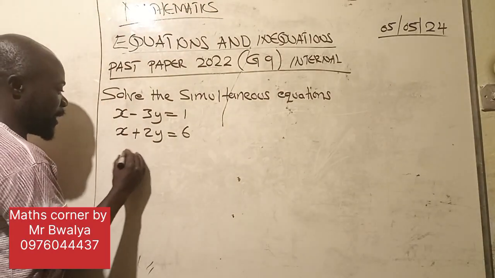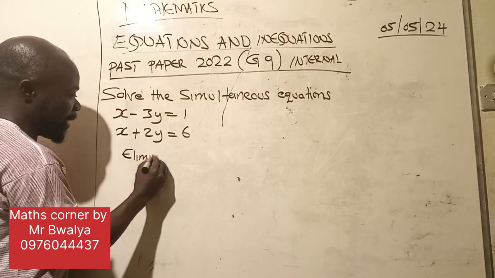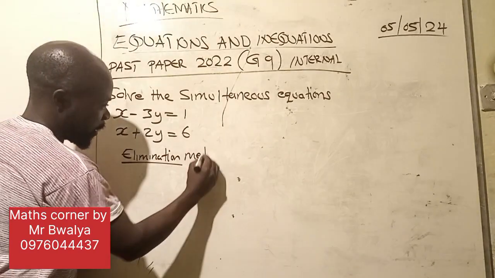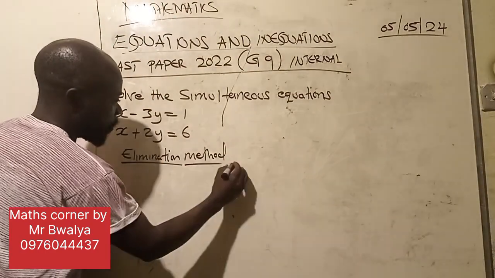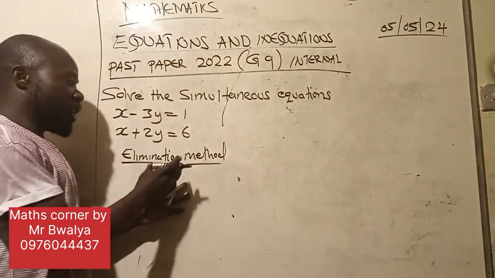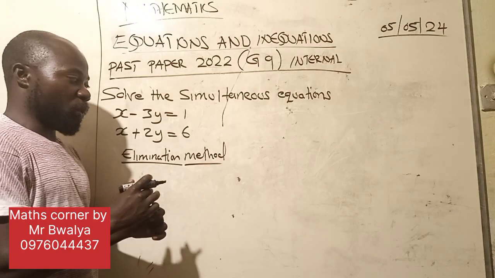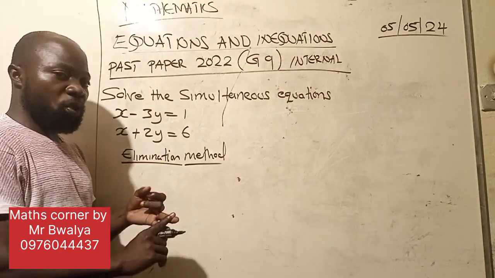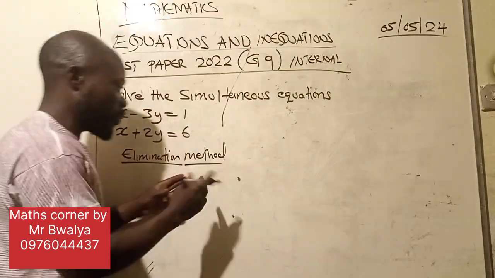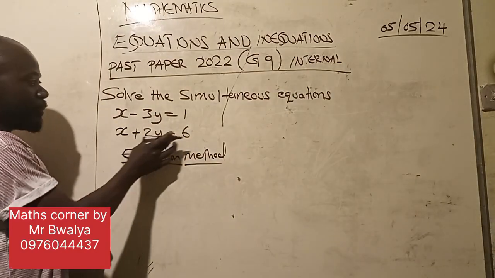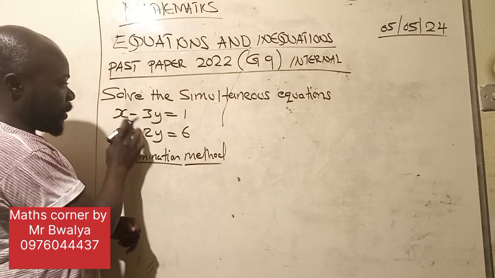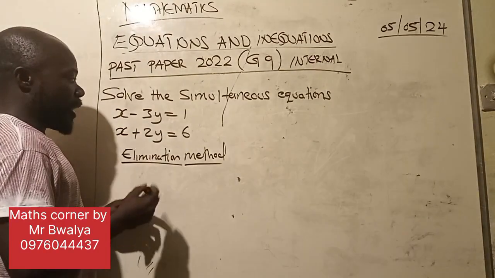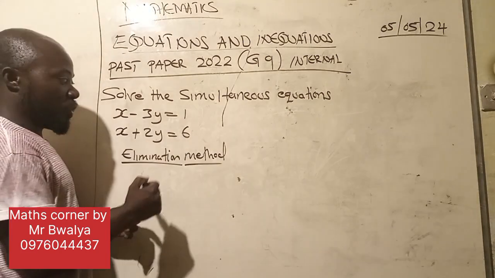In the exam room, you write "elimination method". It shows the examiner that you are using the elimination method. You need to know elimination, substitution, and the graphical method, so it's important to show the examiner. Look at the equations that you've been given: 3x minus y equals 1 and x plus 2y equals 6.